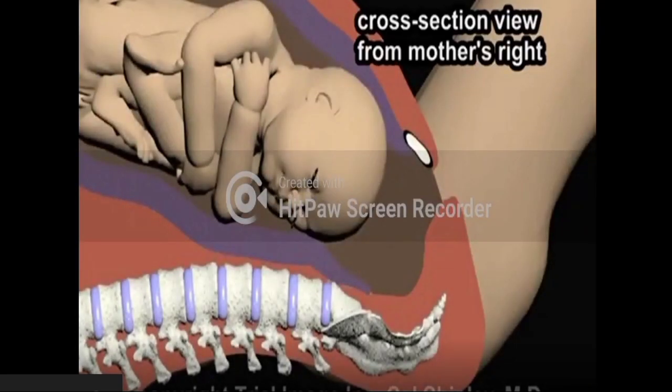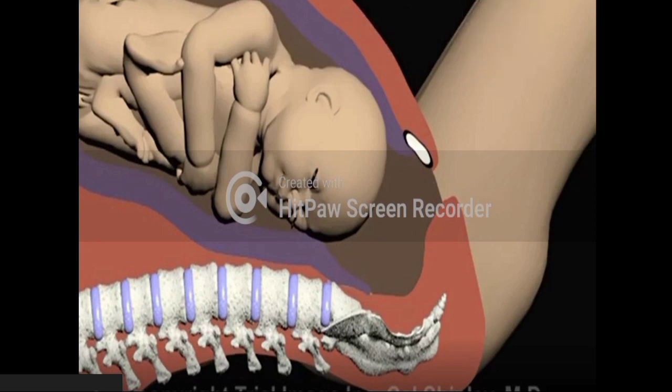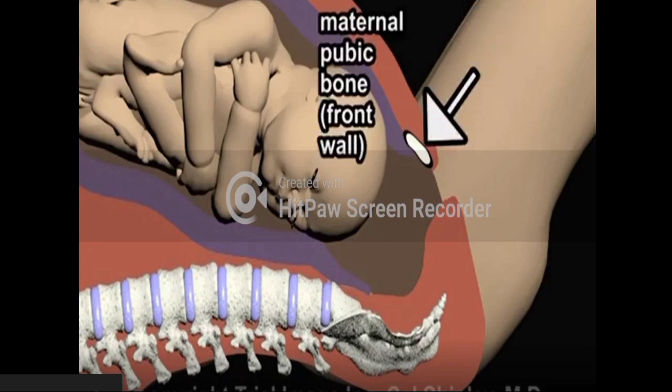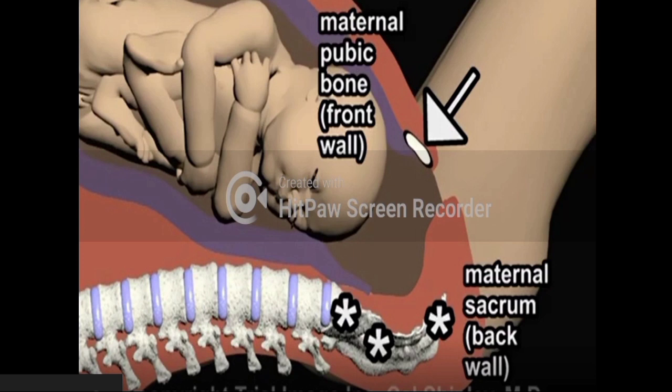Viewing the fetus and the maternal pelvis in a cross-sectional view from the mother's right side, the front, also known as the anterior border of the birth canal, is provided by the mother's pubic bone, while the lowest part of the mother's spine, the sacrum, makes up the back or posterior wall.